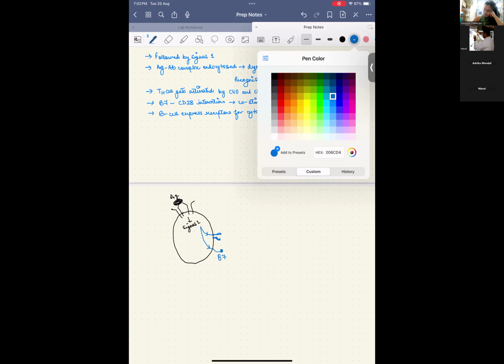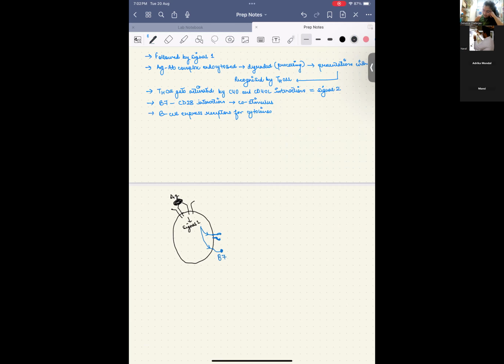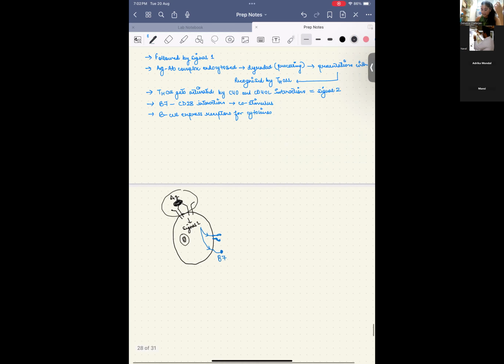Eventually this antigen-antibody complex formed here is going to get endocytosed. We have discussed in the process of antigen presentation and processing that extracellular antigen can get endocytosed, and in the endocytic compartment it gets a chance to bind the MHC class 2 molecule, and the processed peptide is presented in complex with the class 2 MHC molecule.